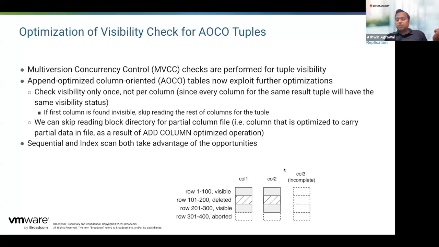So for any tables which have gone through these add column operations, the columns which are added become partial files on disk. For those tables also, the optimization kicks in where we don't have to actually go and read the block directory and perform visibility checks. We already know that we can serve it from the metadata. So that also gets optimized, and tables that have gone through add column will also see the performance benefit from these enhancements to visibility checking.